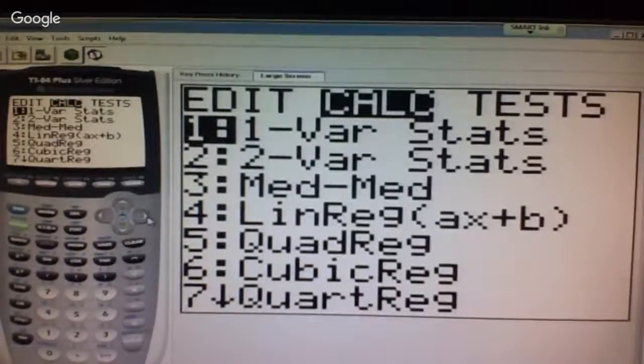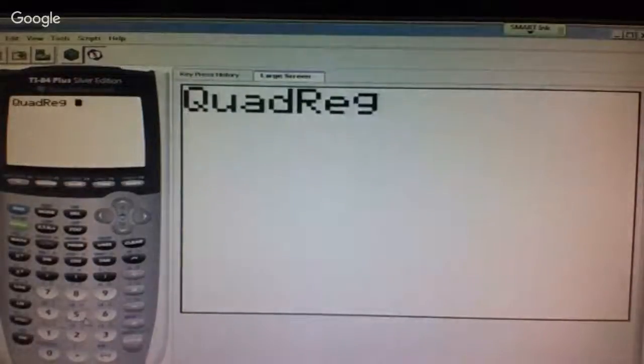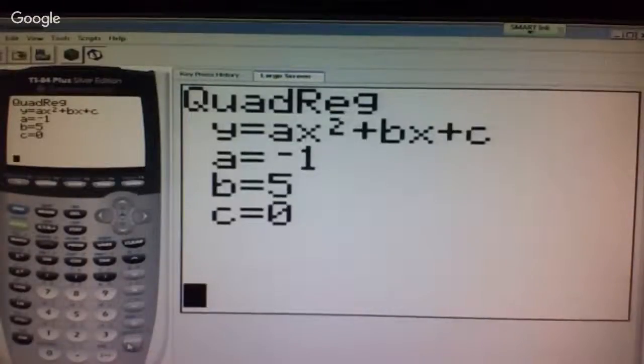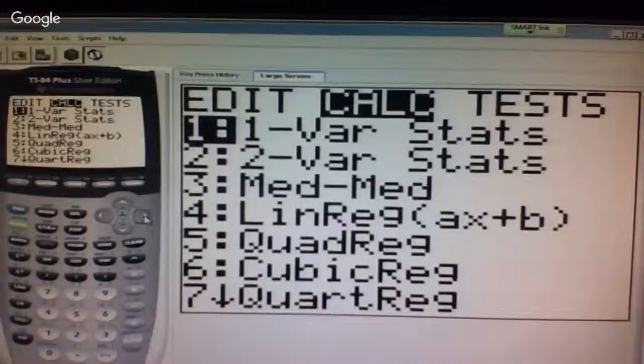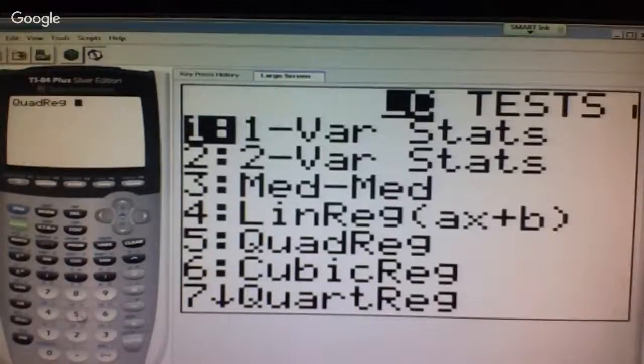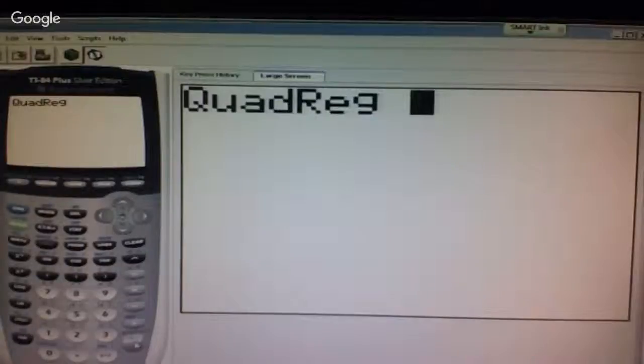What did we decide that this table was? A quadratic. So take a look at choice number 5. This is a quadratic regression. So hit 5. It brings you here. And then hit enter. Wait a minute, hold on. You're fine. So you would go to statistics, you would scroll over to calculate. We know it's a quadratic because you did all the work to prove that it was a quadratic. So you want choice number 5 and hit enter.